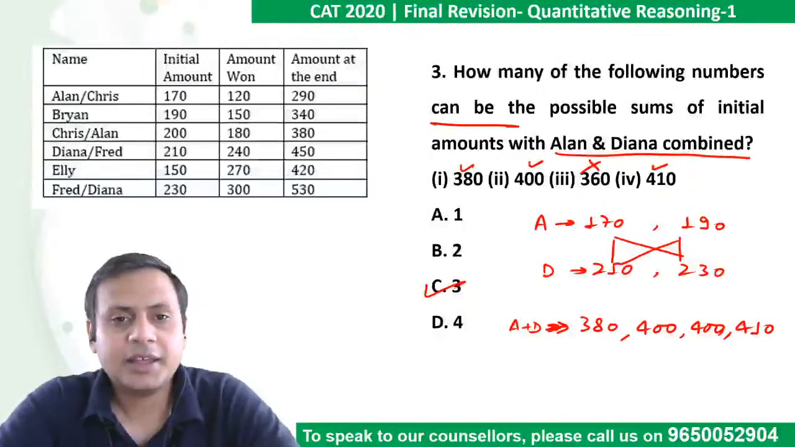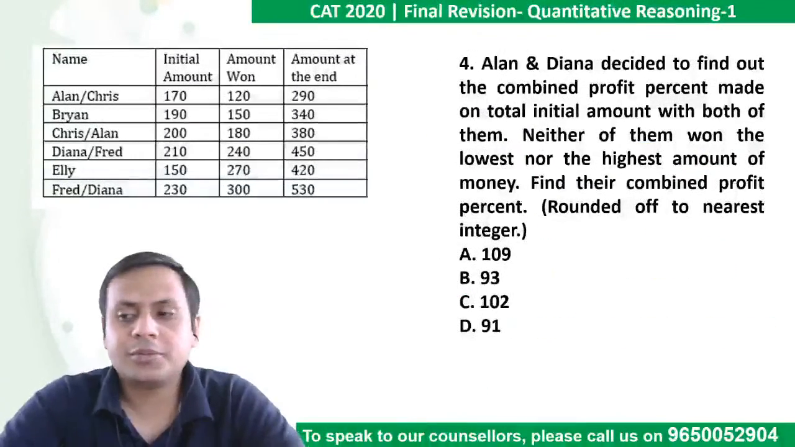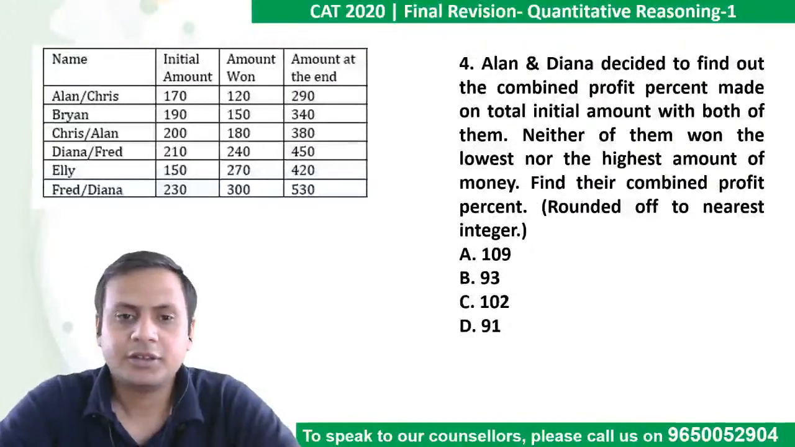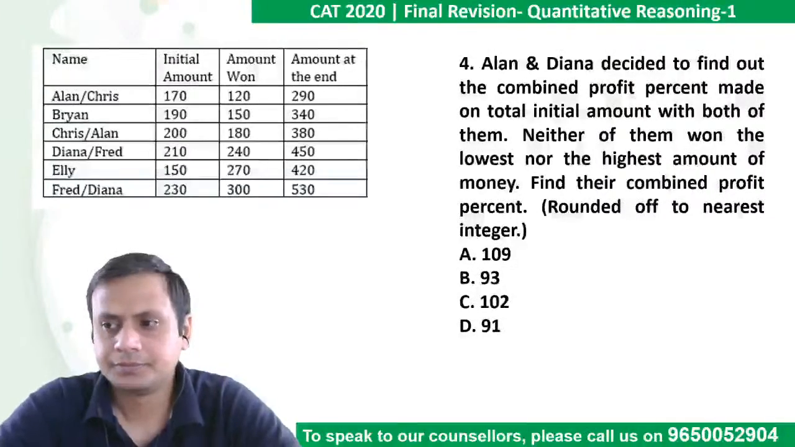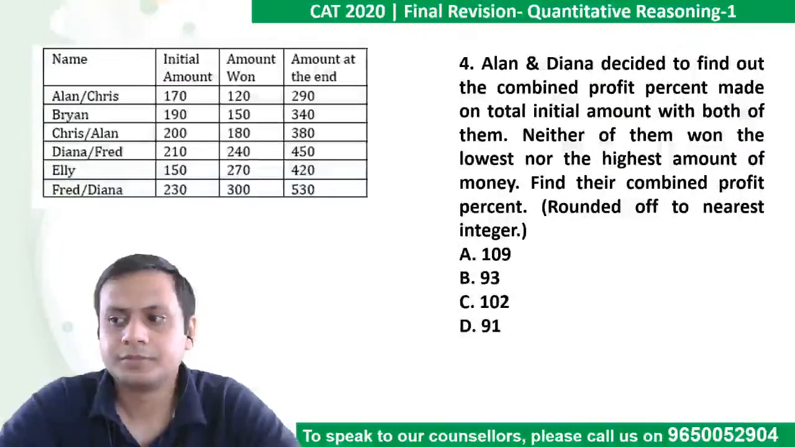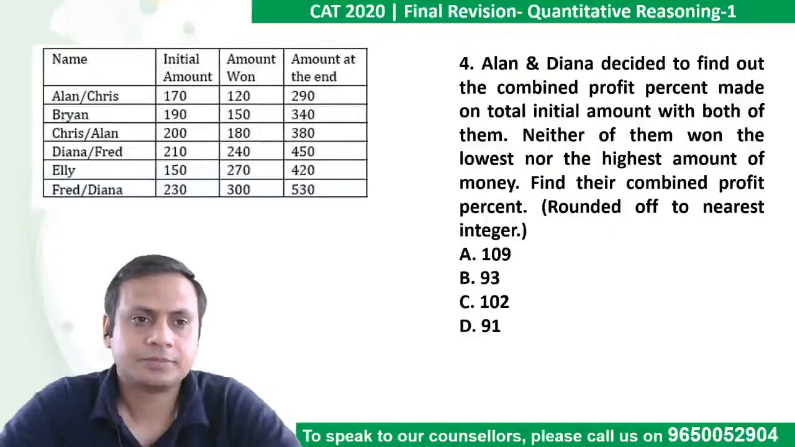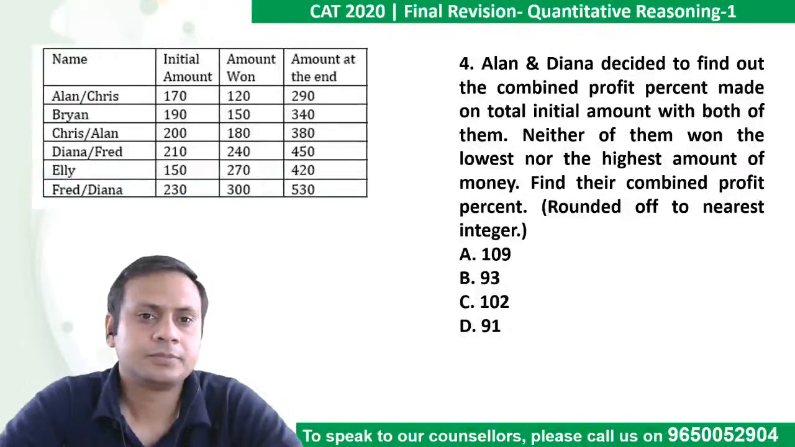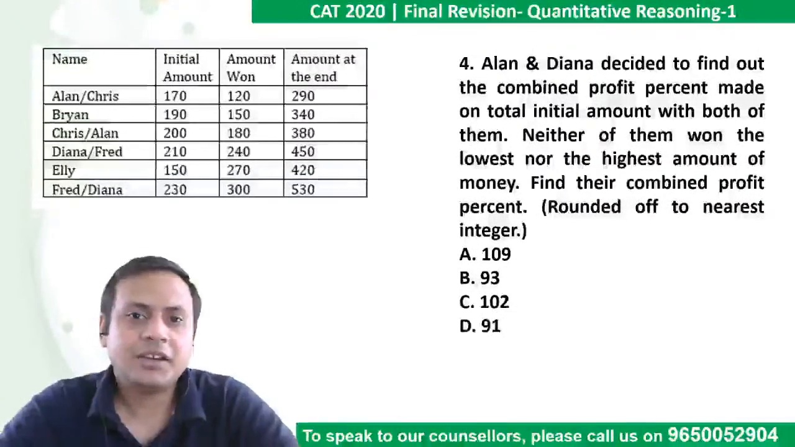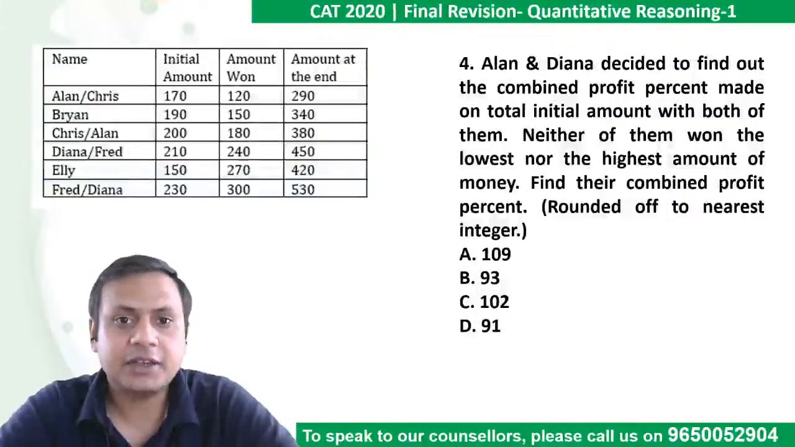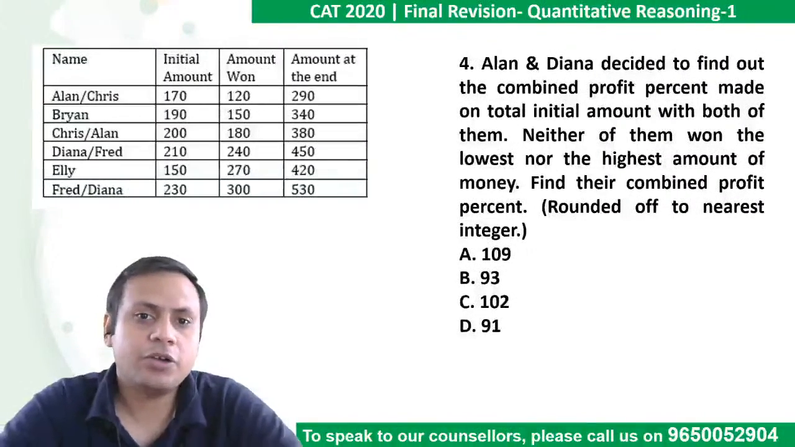Okay. Next one. The last question of this set. Quickly solve this. Ellen and Diana decided to find out the combined profit percent made on total initial amount with both of them.